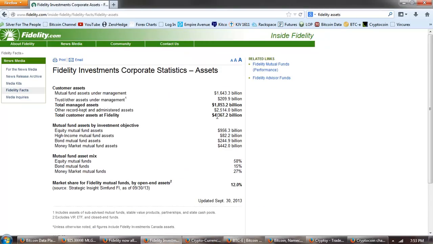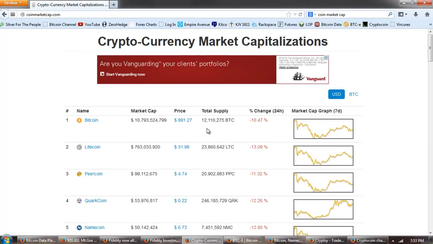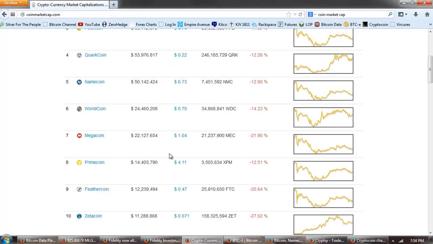So let's say that 1% of the money under management for Fidelity comes into cryptocurrencies. We're talking about a number. $400 billion is going to be 10%, so $40 billion is going to be 1%. So if we assume that 1% of Fidelity assets come into the cryptocurrencies, and I'll say that's optimistic, but nevertheless, if that happens, this market cap triples. So we're talking about a $3,000 price on Bitcoin, maybe $2,700 to $3,000, a $100 price on Litecoin, etc. We don't know what will happen to the rest of these coins.